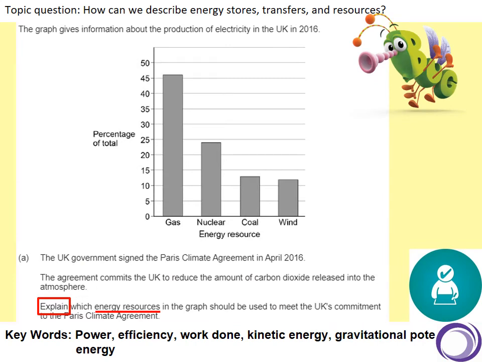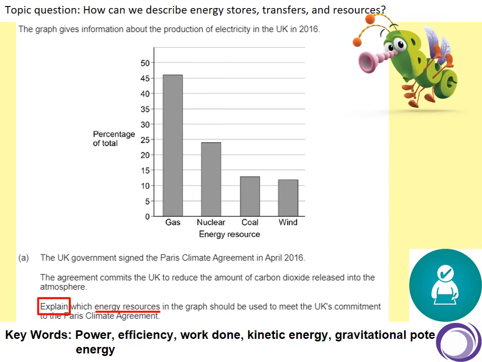So here is a bit of a graph interpreting information question for you to have a little go at. You can see here, I've already bugged it for you for this one, because you've got a lot of other information that you need to take from it. The graph gives information about the production of electricity in the UK in 2016. You've got a graph with percentage of total on your y-axis and energy resource on your x. And you've got gas, nuclear, coal and wind. The UK government signed the Paris Climate Agreement in April 2016. The agreement commits the UK to reduce the amount of carbon dioxide released into the atmosphere.